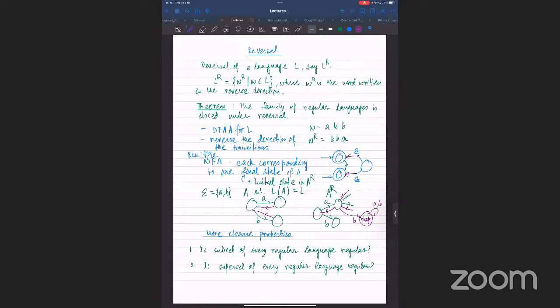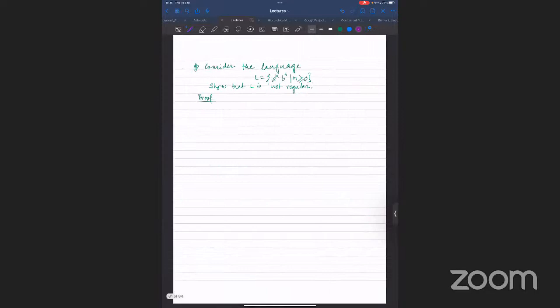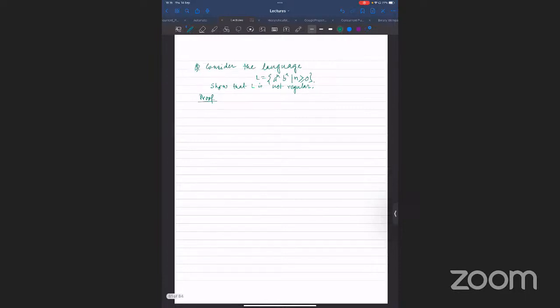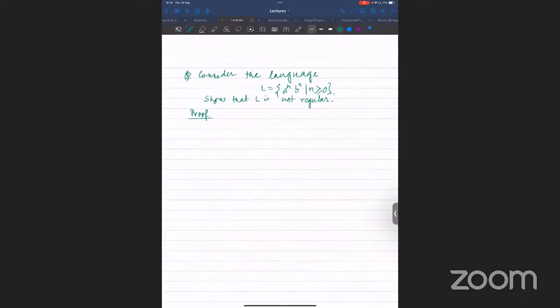Okay, so we also learned that regular languages are closed under reversal. Okay, so now we are going to talk about when languages are not regular. When are languages not regular? Do there exist languages which are not regular? So far we have seen only regular languages, but are there languages which are not?